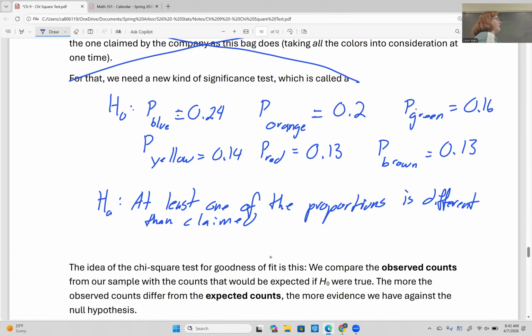Just like with a regular chi-square test, we're going to compare the observed counts with what we would expect if H0 were true. The more observed counts differ from the expected counts, the more evidence there is against that null hypothesis. The more gets added to the chi-square statistic, the more evidence against our null hypothesis.